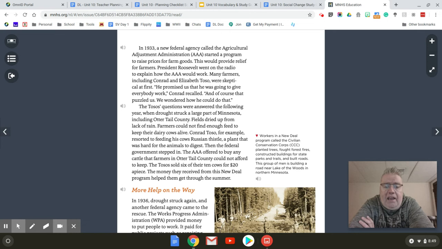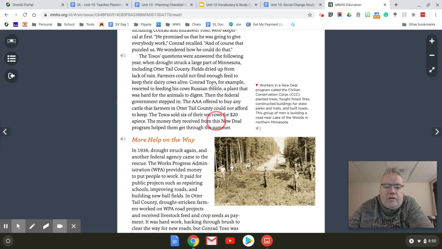Right, so the AAA, their purpose was to help farmers, okay, by raising the price of farm goods. And they also bought livestock when farmers could not afford to feed them. Okay, so they gave relief to farmers by raising the prices of farm goods and by purchasing livestock when farmers couldn't afford them. All right.